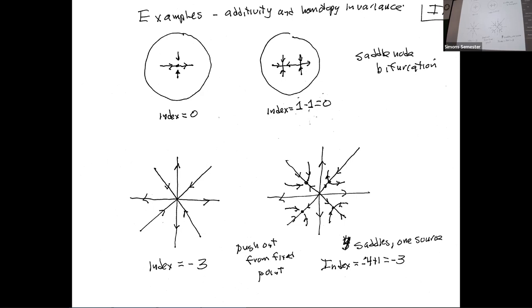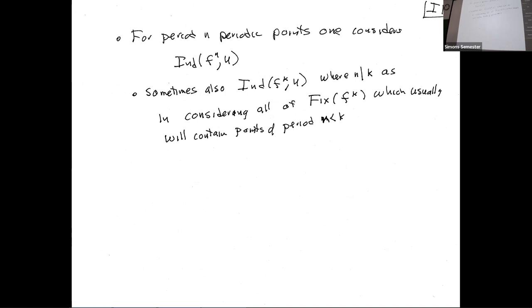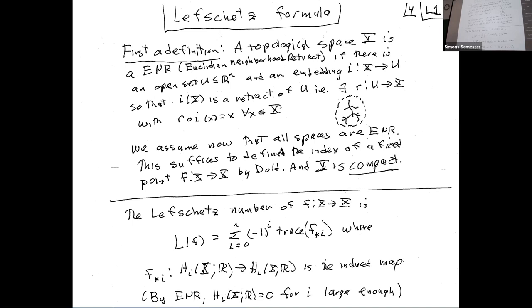All right, so this is the good old fixed point index. And for periodic points, you do the obvious thing, you take the nth iteration. A little comment here: we'll usually be considering the fixed point set of the nth iterate. If you're in that fixed point set, we're not saying that's your least period. It means that your period divides n. Okay, so that's just a little caution. So that was a quick remembrance of the good old index.